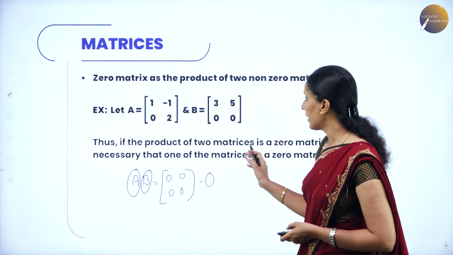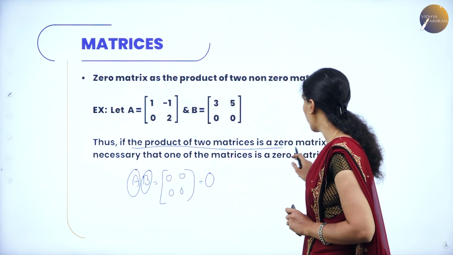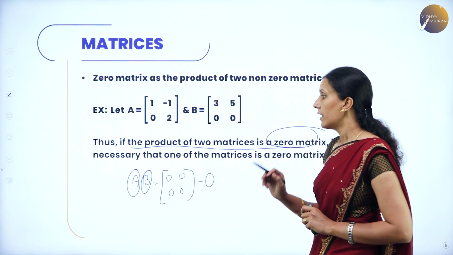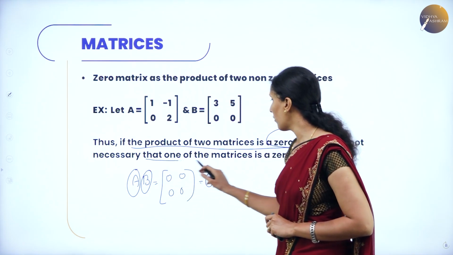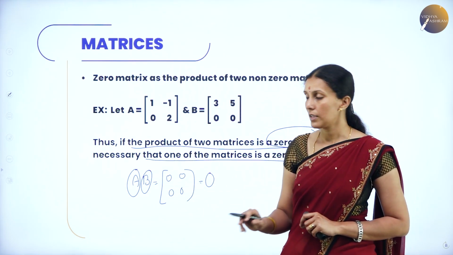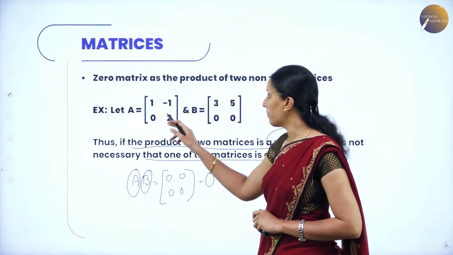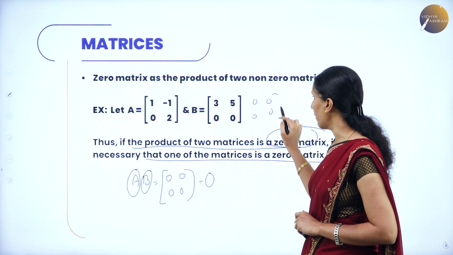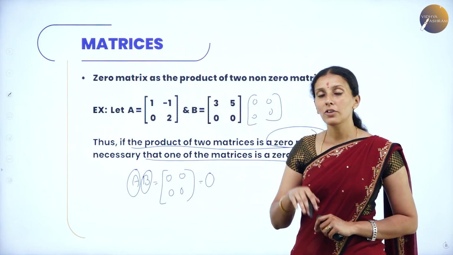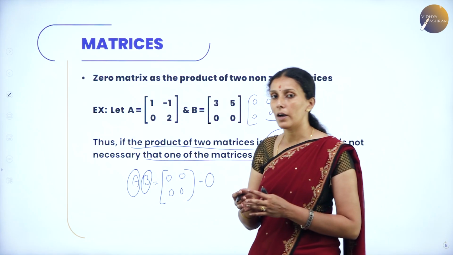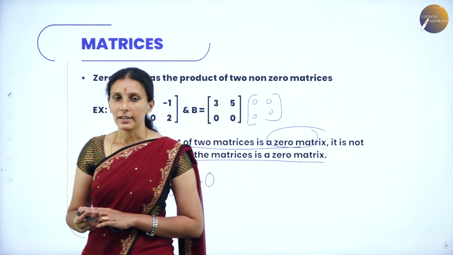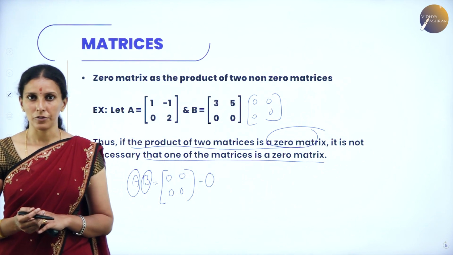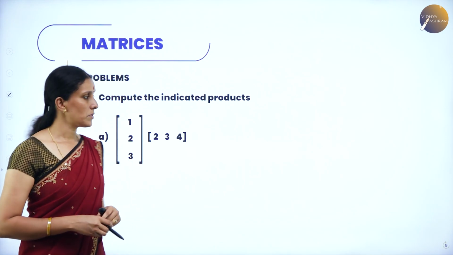So this is what it says: the product of two matrices is a zero matrix, and it is not necessary that one of the matrices is a zero matrix. That is, if A is 1, minus 1, 0, 2, then B cannot always be 0, 0, 0, 0. It can be a non-zero matrix also, such that when you multiply, the resultant matrix becomes a zero matrix. So let's take a few problems now.